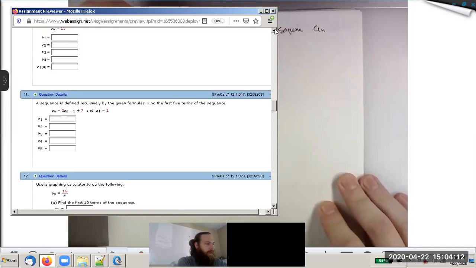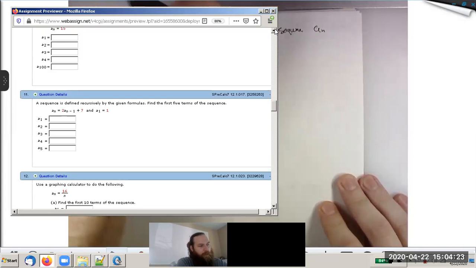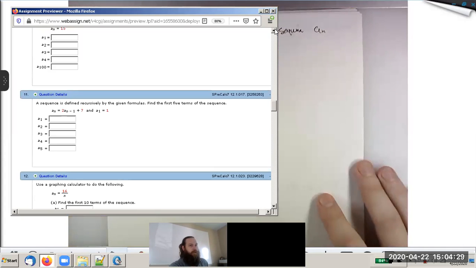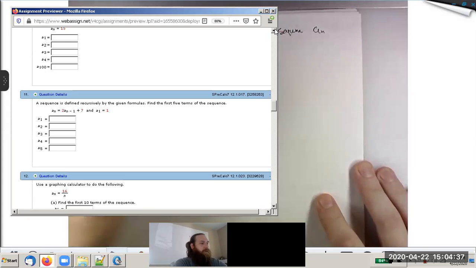And they tell us that A1, the initial condition, is 1, and that in general, A_n is equal to 2 times A_(n-1) plus 7, like this. So they want A1, A2, A3, A4, and A5. A1 they already told me. A1 is 1. A2, according to the recurrence relation, should be 2 times A1 plus 7.